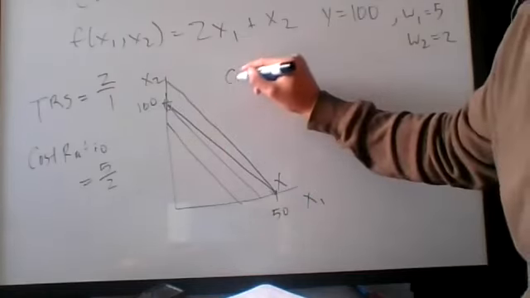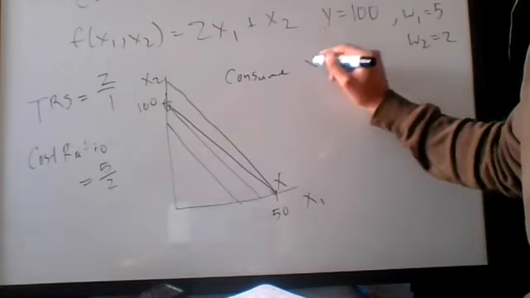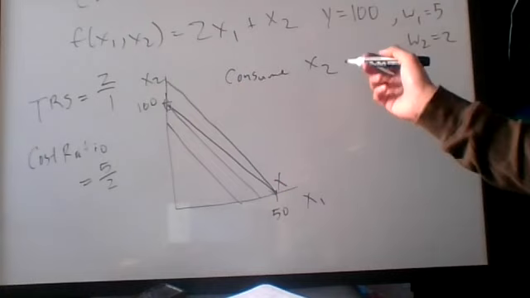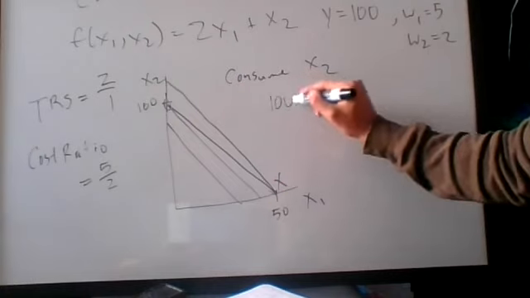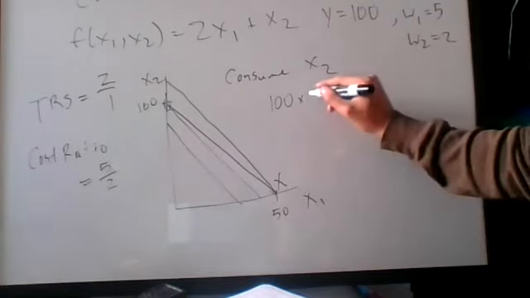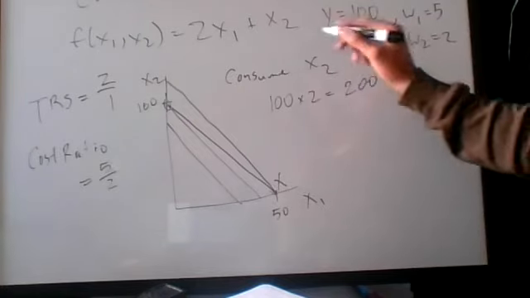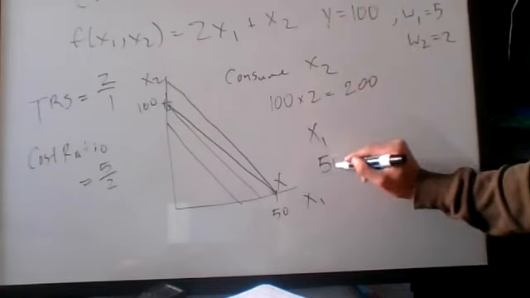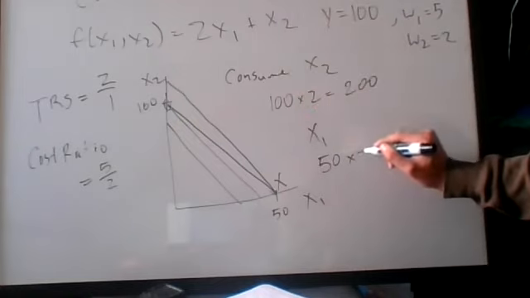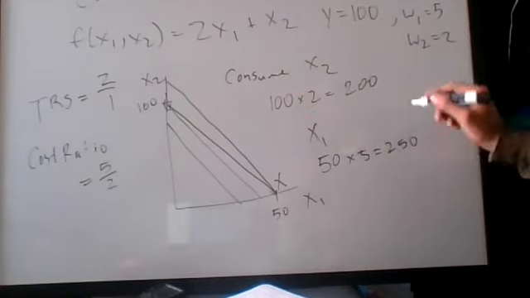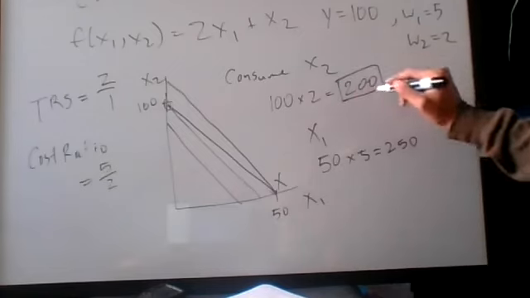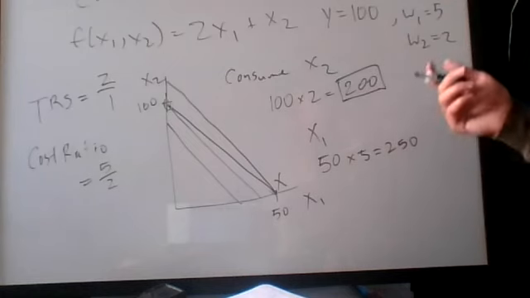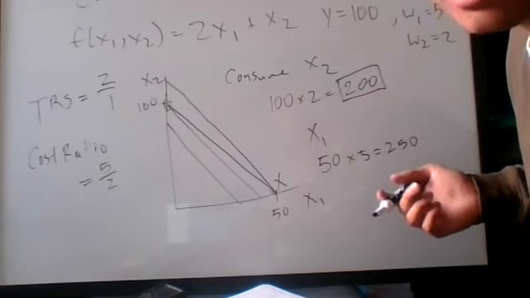So we consume x2, right? Because we know we're going to need 100 units and they each cost 2. So this is equal to 200. Whereas with x1, we would consume 50 units, but they each cost 5. And so this would be equal to 250, right? And so this is lower, right? Which means that it's where we want to be. Okay.